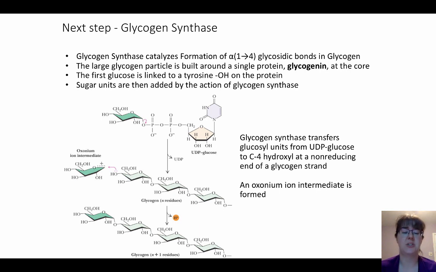So glycogen synthase is just going to transfer things from that UDP glucose to the C4 hydroxyl at that non-reducing end. So in order to do this, notice that this is all alpha 1,4 linkages. So everything in here is nothing but alpha 1,4 linkages with glycogen synthase. You are getting an oxonium ion intermediate here between having the release from that UDP glucose, which lets it be a good attack for that hydroxyl group on that 4th carbon.